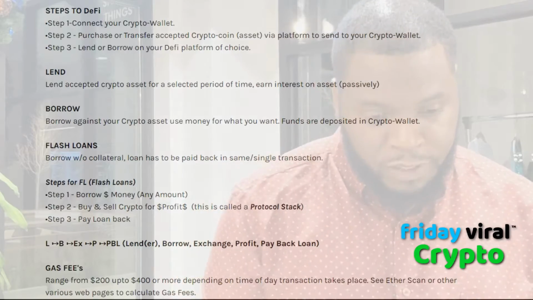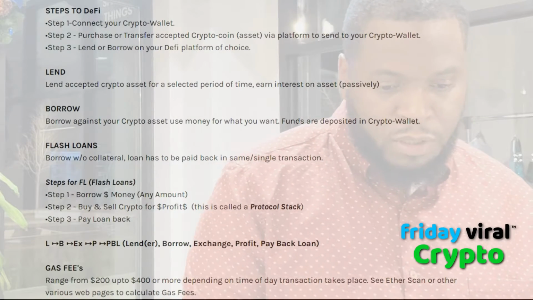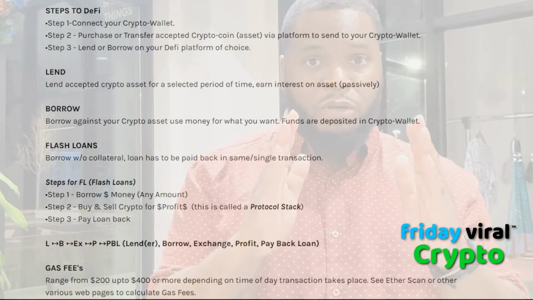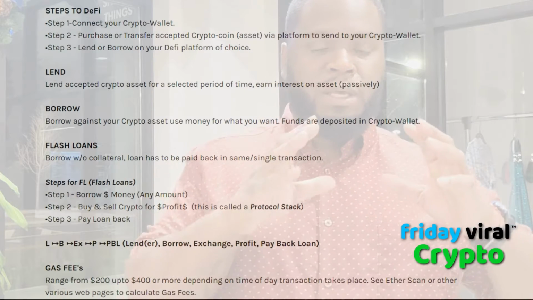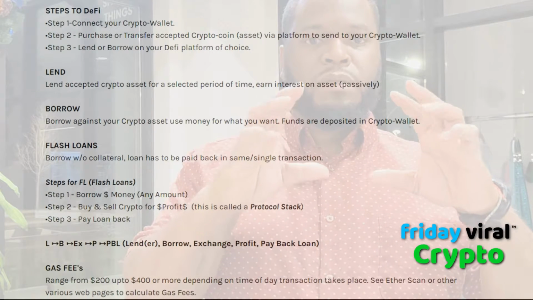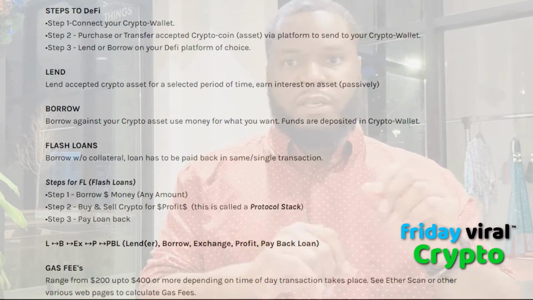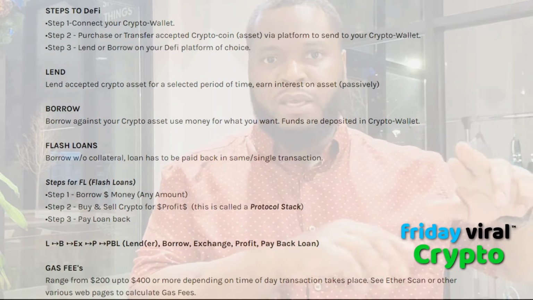Here are the steps to a flash loan. Step 1, you borrow the money. Step 2, you buy and sell crypto for a profit. Now that's where the protocol stack comes into play, because what you're doing is you're going to create a command. Okay, you don't have to get all technical. It's already set up for you, because all you have to do is just click and say what you want.